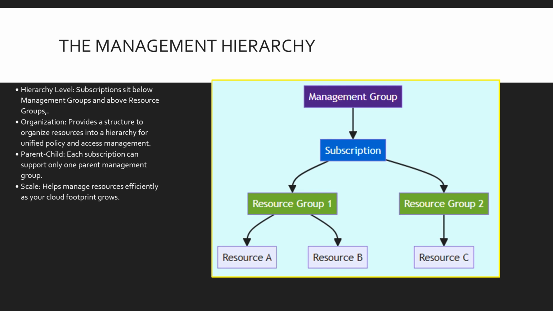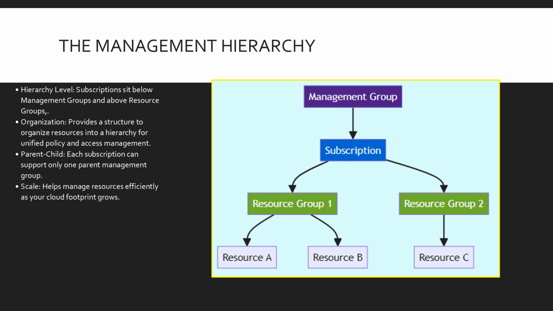To understand where subscriptions fit, we must look at the management hierarchy. Azure uses 4 levels of scope: management groups at the top, followed by subscriptions, then resource groups, and finally resources. Subscriptions sit right in the middle. They organize your resources into a structure that allows for unified policy and access management. Crucially, a subscription can only have one parent management group, creating a strict hierarchy that helps you organize your estate. As your cloud usage grows, this hierarchical structure ensures you can manage thousands of resources efficiently without losing control.